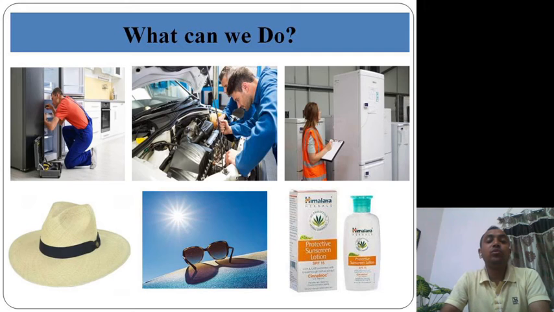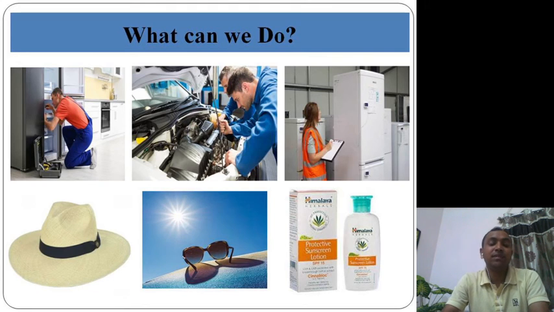Now what can we do to prevent or take care of the ozone layer? First of all, you need a certified technician to look after the AC or the refrigerator. The second picture talks about the car, which also has to be serviced by a certified technician. In the third picture, you can see a lady noting down the procedures on how to safely dispose of refrigerators. The fourth picture shows a hat with a wide brim. You can put it on your head to protect yourself from harmful ultraviolet radiation.